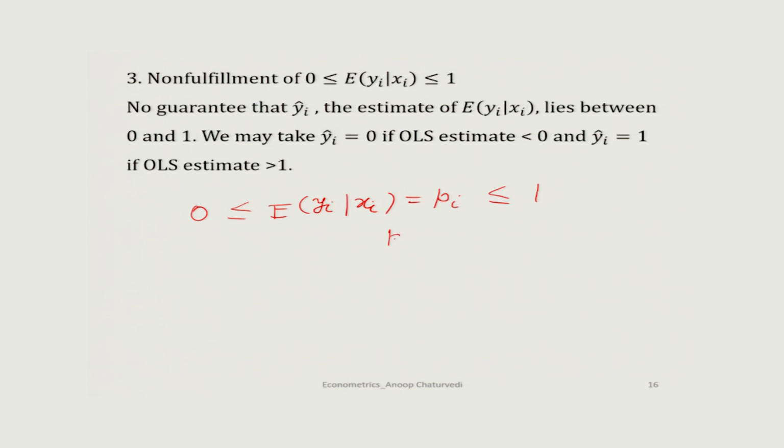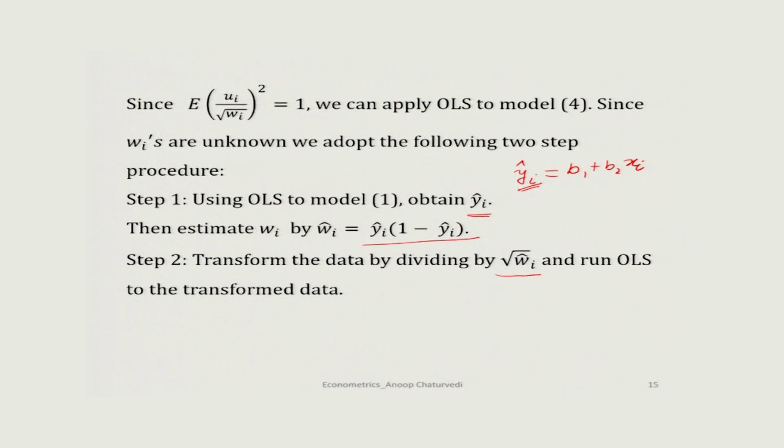So, p i hat is equal to say y i hat. So, it must lie between 0 and 1. Secondly, while estimating w i hat, you are using y i hat into 1 minus y i hat. So, if y i hat is greater than 1, or if y i hat is negative, then this quantity becomes negative, but w i hat cannot be negative. w i hat is the estimate of variance, so it cannot be negative.